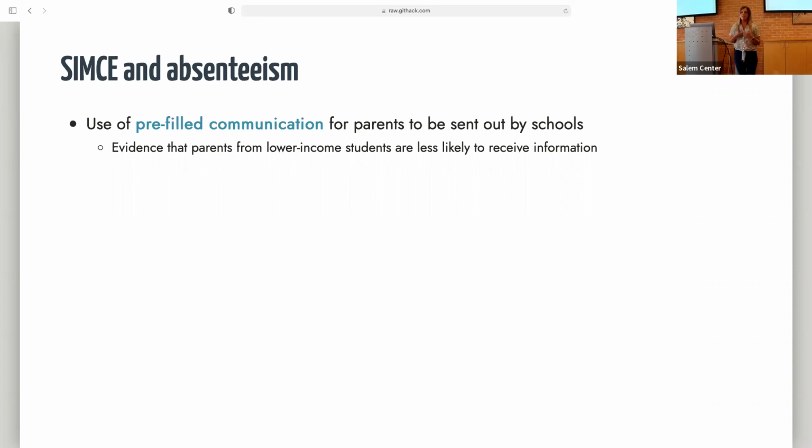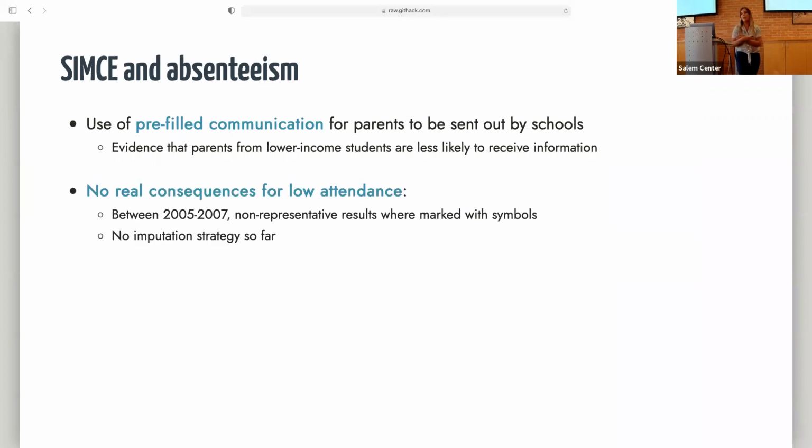But again, there's evidence that a lot of lower income students or lower performing students actually don't get that note, or parents don't get that note. So there's a clear difference also in communication between schools and parents that could also be fostering this sort of non-representativeness. And the main thing here is that there's really no real consequence for low attendance.